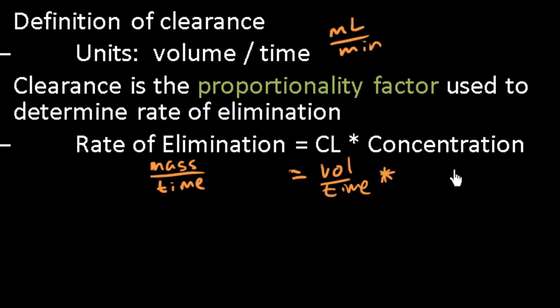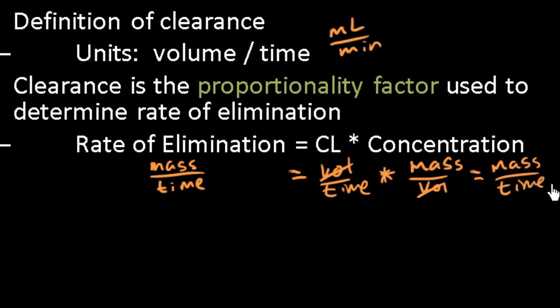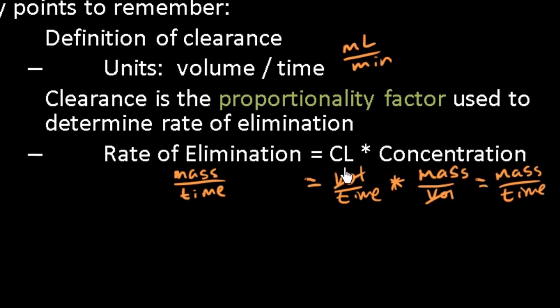So what are the units of concentration? You should be screaming at me. Concentration is equal to mass over volume. And so notice volume cancels out and we get the units for the rate of elimination, and that is mass over time, or the amount of drug being eliminated over time. That is how clearance is used. It is a proportionality factor.